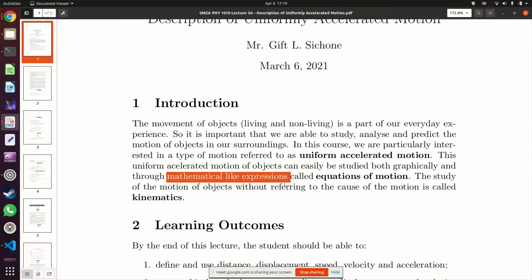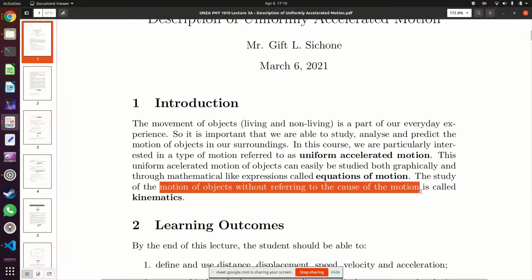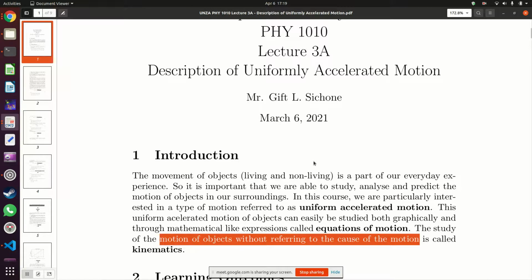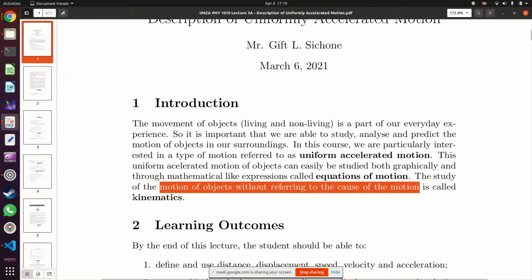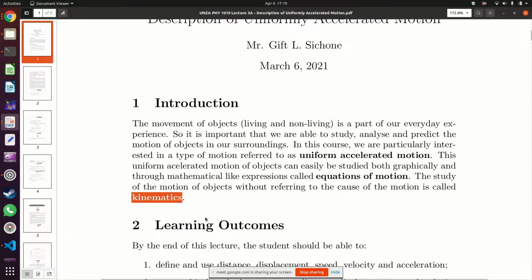When you're studying the motion of objects without consideration of what is causing the motion, right now, in this topic, our concern is to describe the motion of an object, and we are particularly interested in this uniform accelerated motion. So we want to describe this uniform accelerated motion without looking at what's causing the motion. When you study the motion of objects without studying the cause, then you're studying something called kinematics.